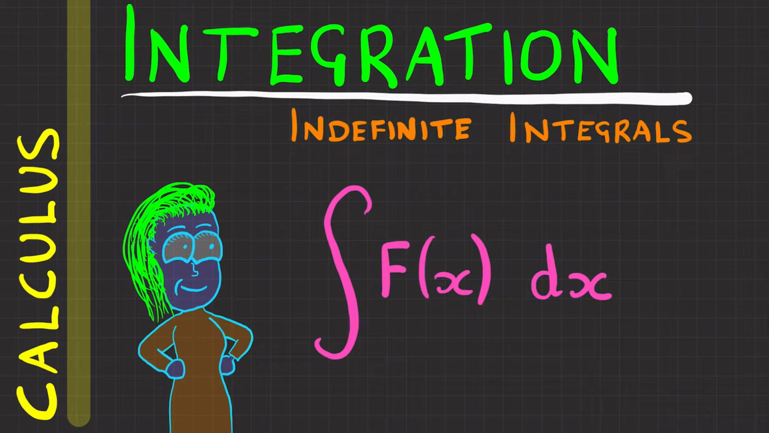Integrating indefinite integrals. The reason why it's indefinite is because it's not bounded by any points. And we know that because there's no numbers at the top or bottom of this integral sign here. So for this we'll be finding an expression rather than a numerical value. So how do we integrate?